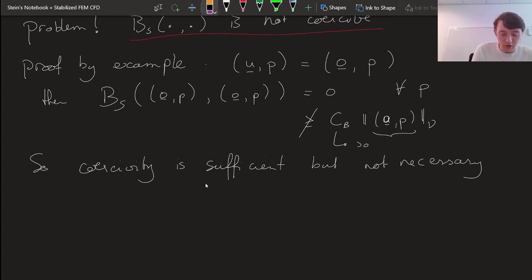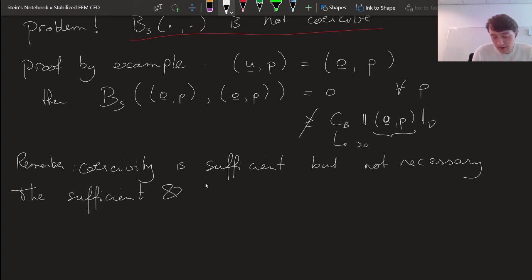Maybe I shouldn't say so, I should say remember. Coercivity is sufficient. If we have coercivity, then we're happy, but it's not necessary. The sufficient and necessary condition are the inf sub conditions.